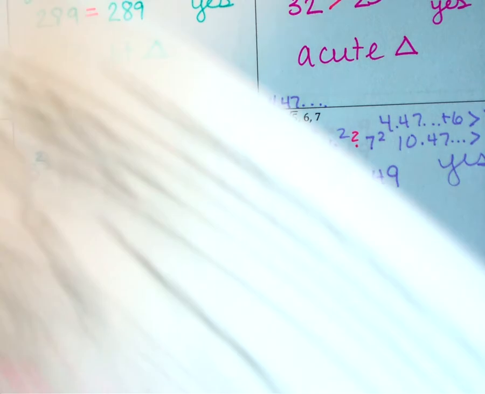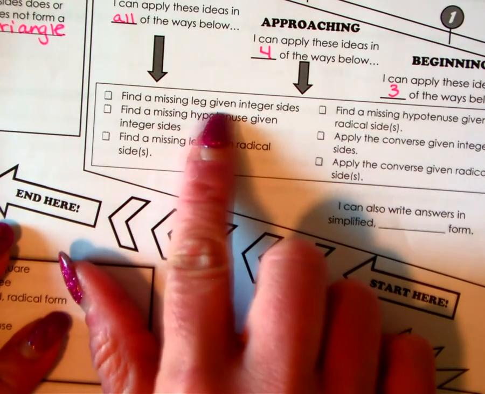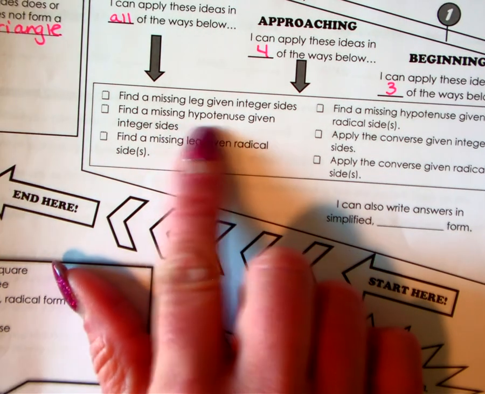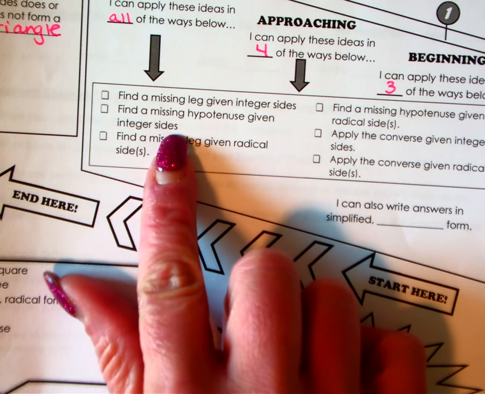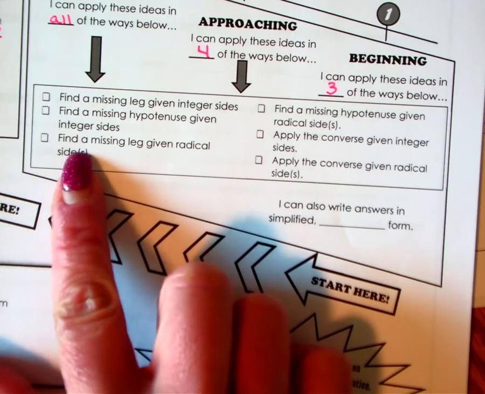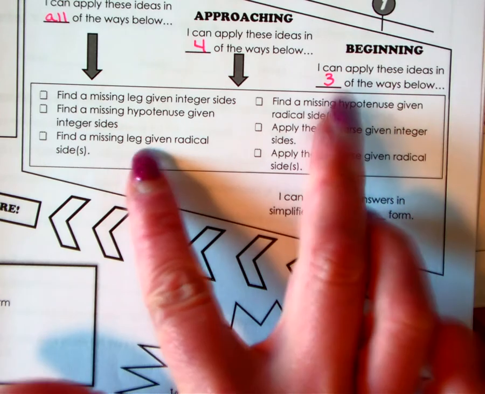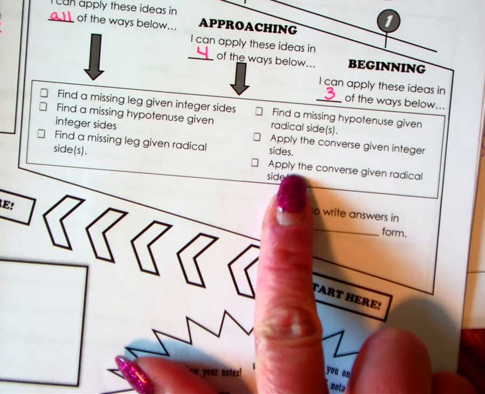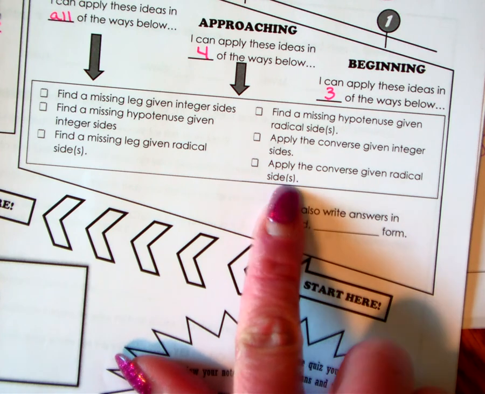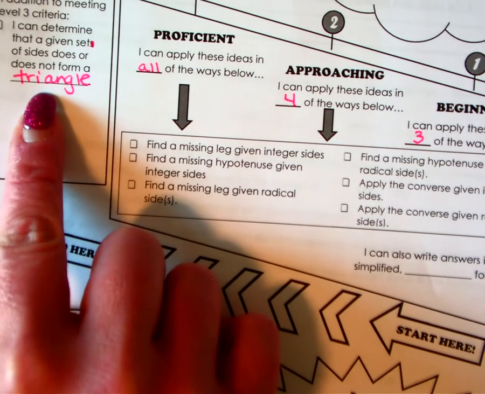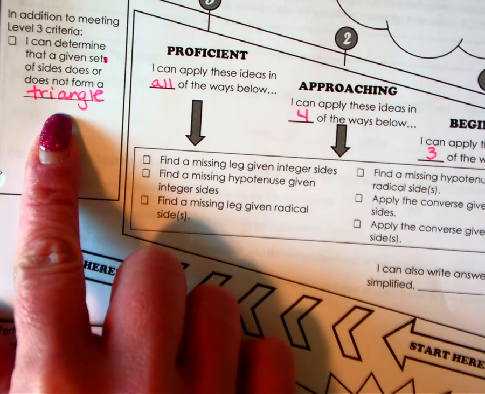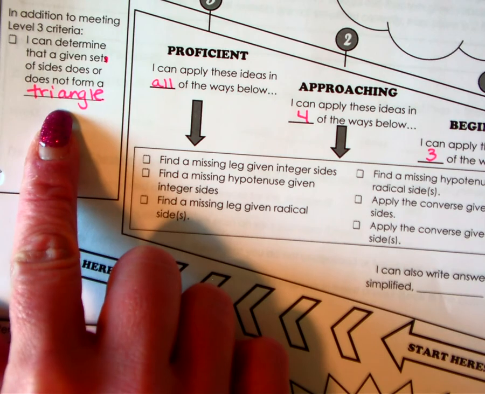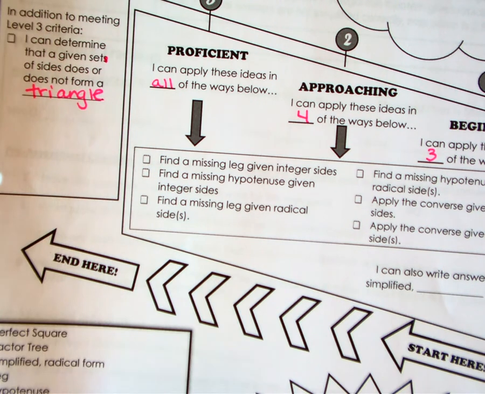So I will go back to review. We started with finding a missing leg or a missing hypotenuse if we were given integer sides. We also found missing legs or hypotenuse if we were given radical sides. We applied the converse given integer sides and radical sides, and we can now determine whether a given set of sides does or does not form a triangle, and what kind of triangle.